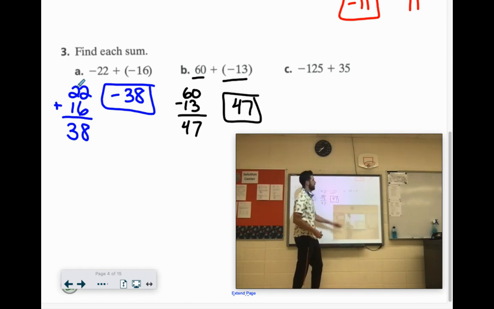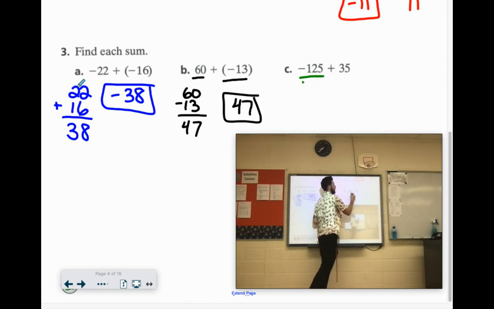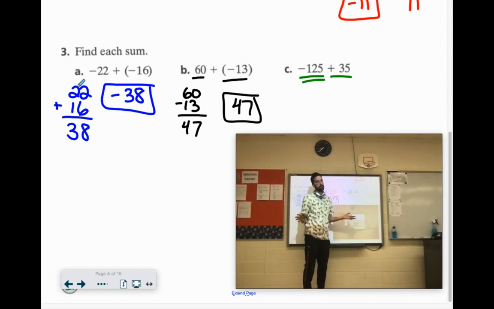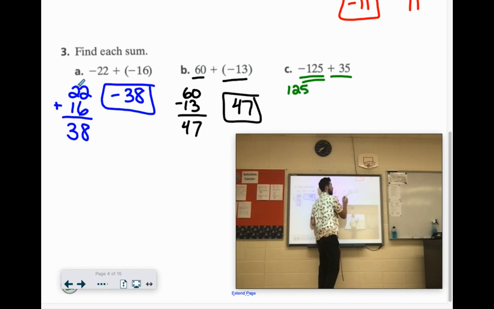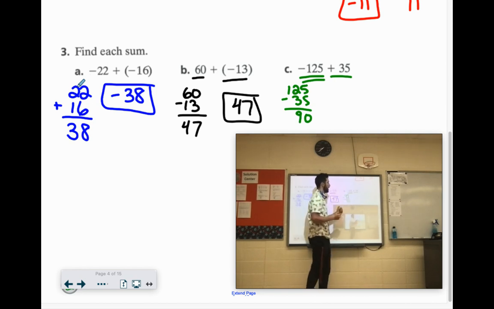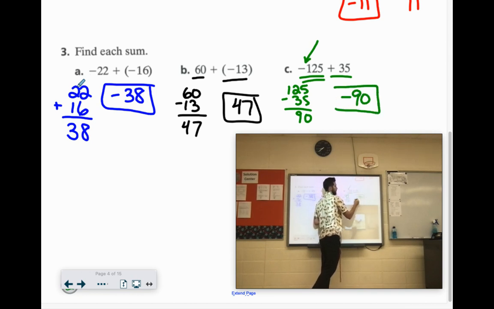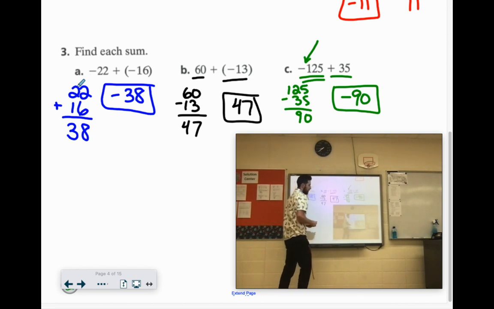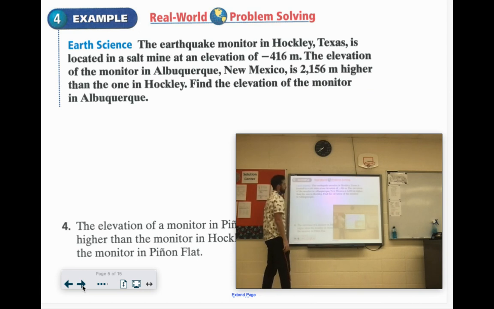And the last one. Now here, we owe someone $125. We have $35. Do we have enough money? No, we're short. So this is going to dip into the negatives. But if you remember the rules, we just subtract the big number minus the small number. 5 minus 5 is 0. 12 minus 3 is 9. We get 90. And you keep the symbol of the bigger number. Our bigger number of 125 was negative, so we will keep the negative sign. This is only for adding and subtracting. Multiplying and dividing has slightly different rules, so be careful there.